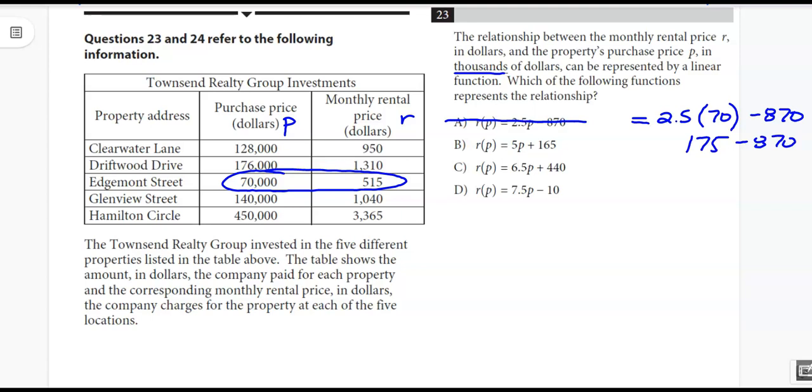So let's try B here. Let's try 5 times the purchase price plus 165. Well, that's 350 plus 165.